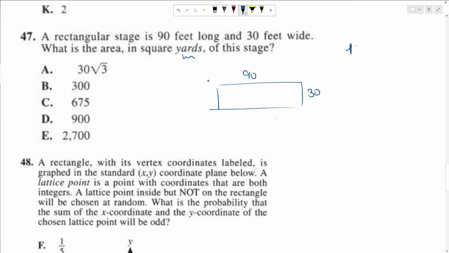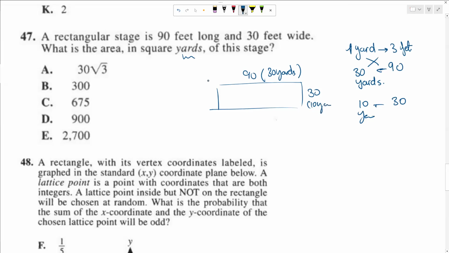So anyway, 1 yard is 3 feet. If you know that something is 90 feet, I can put 90 under the feet and cross multiply. It would be 90 times 1 divided by 3, which is 30 yards. And then the other one should be 30 times 1 divided by 3, that would become 10 yards. Now when we're getting the area, it's 30 times 10, that's 300 square yards. B is supposed to be the correct answer.